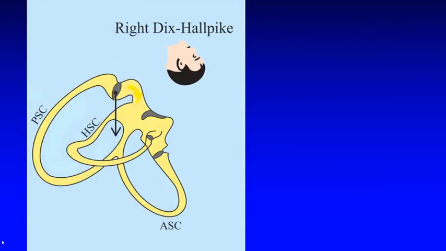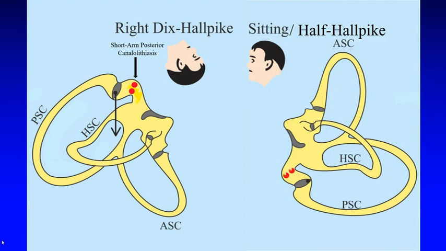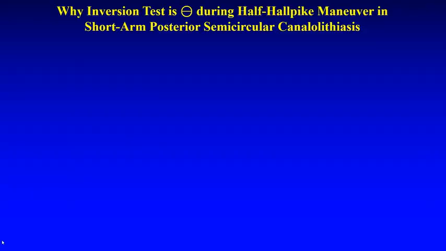How is it explained? This is right Half-Hallpike position, and the short arm posterior canalolithiasis, as the patient is taken up from the right Half-Hallpike position or else positioned to the Half-Hallpike position, the otoconial debris falls on the posterior cupula, making it heavy. This is a dynamic heavy cupula with negative inversion test. Had it been a cupulolithiasis of adherent type, the nose down test would have been positive, as we had seen in the first case.